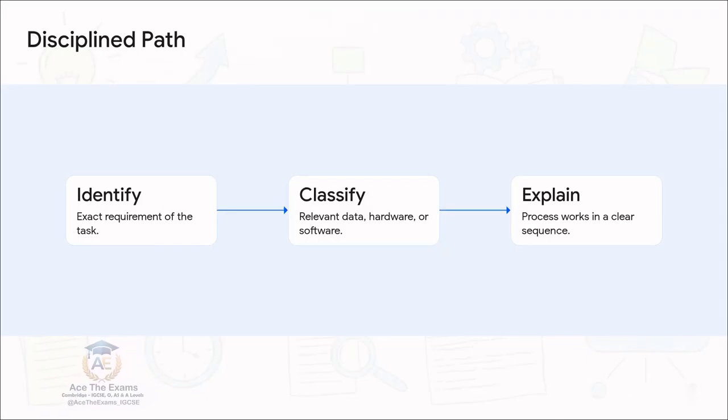Here is your first quick win. Before you write a single word of your answer, use this disciplined 3-step methodology. Step 1, identify the exact task requirement. Step 2, classify the relevant data or hardware. And Step 3, explain the process sequence. This totally stops you from just brain dumping everything you know without direction, and it keeps you laser focused on what the mark scheme actually wants.